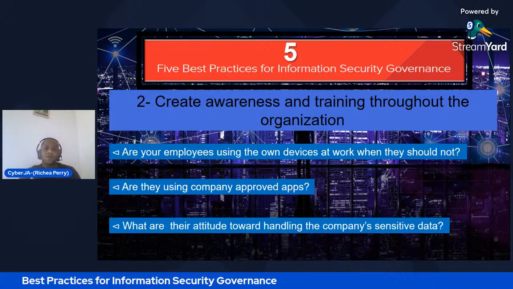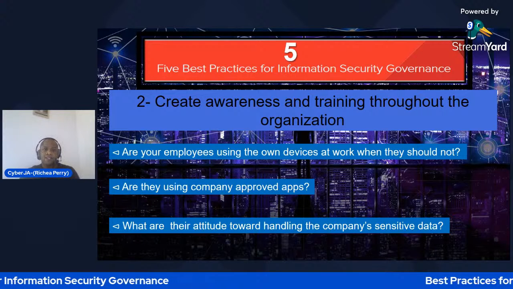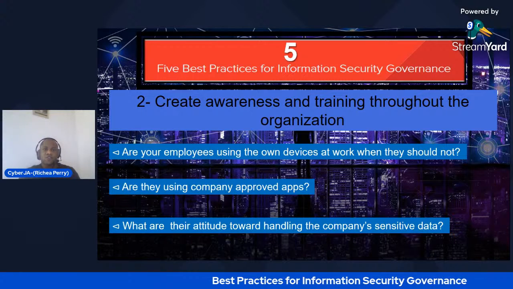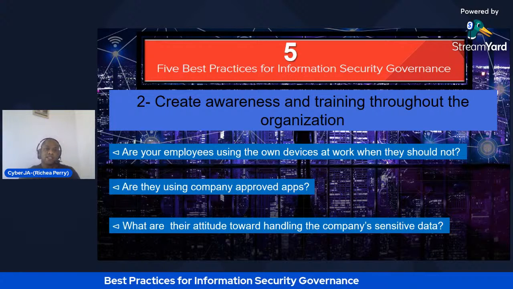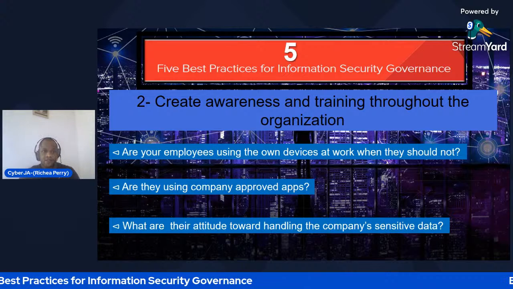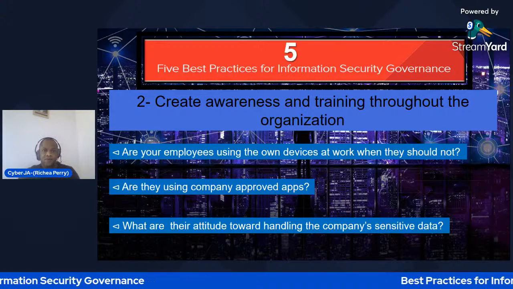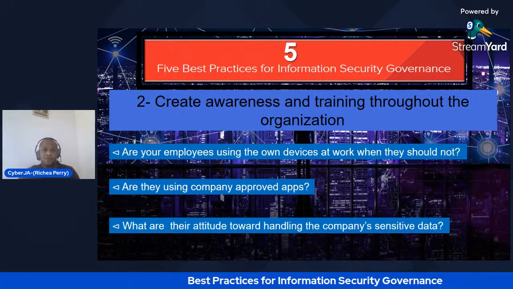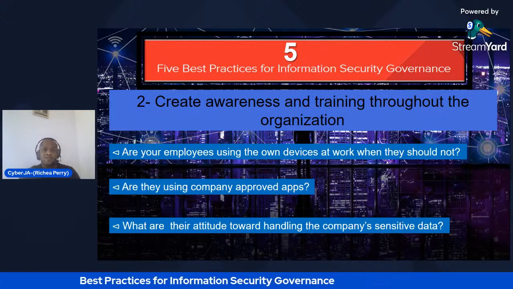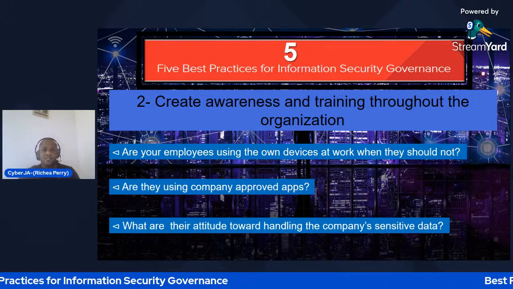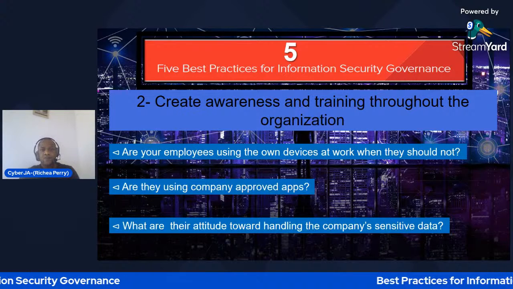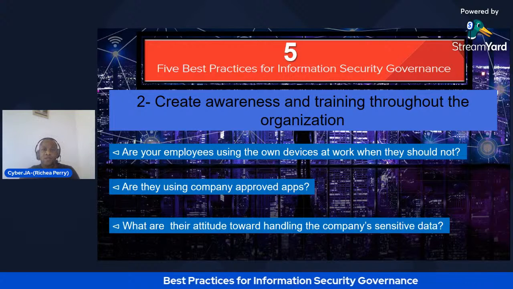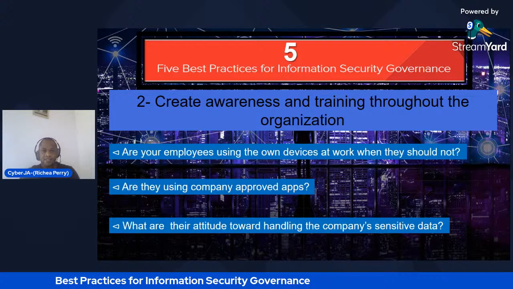So frequent company-wide surveys, security seminars, and education on security best practices are ways to keep security in mind for all employees. And that is why it's important to create that awareness and training throughout your organization. Although this is developed by the board of directors, executive management, and steering committees, information security governance is for all employees in the organization. Very important.